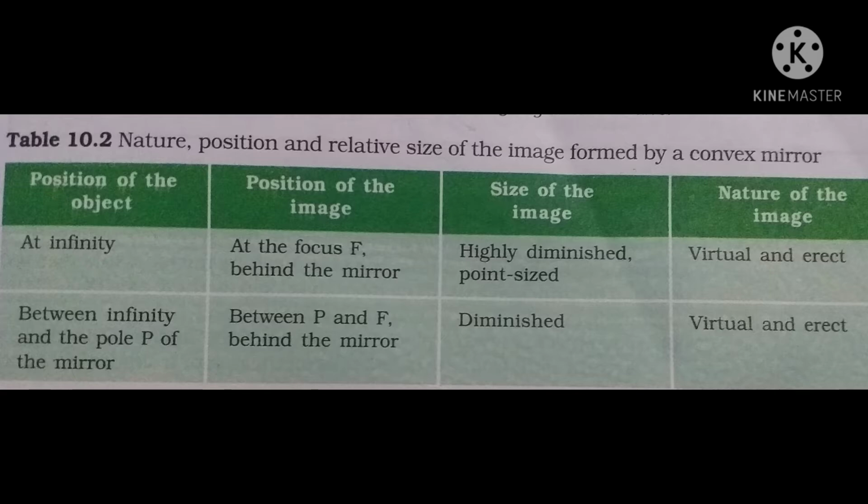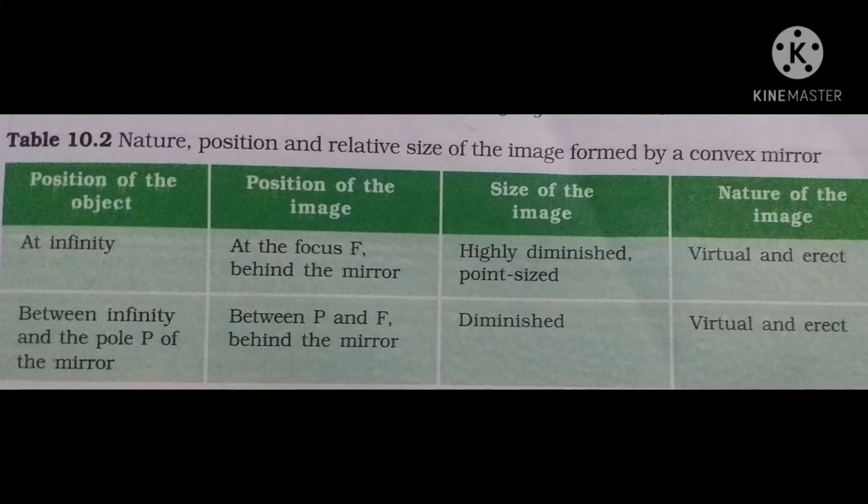Okay, now here also, just look at this table. First one we have the position of the object, second the position of the image, third the size of the image, and fourth the nature of the image. Now for the convex mirror we'll take only two positions. First, if the object is at infinity, the position of the image is at the focus. First we'll discuss this table, then I'll show you the ray diagram.